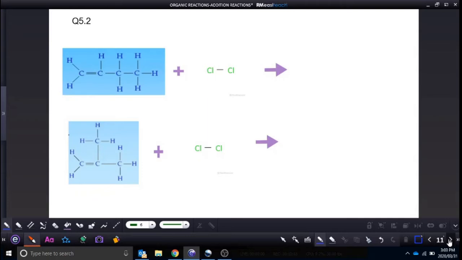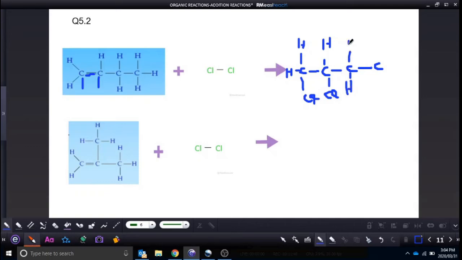Again, let's look at question 5.2. We add a halogen to it, in other words, halogenation. So what will happen here is butane. We will get a bond breaking, two bonds forming, and we get 1, 2, 3, 4 with our chlorines forming, and we are going to add now the hydrogens. So we will get a 1,2-dichlorobutane. Again, remember this happens at room temperature.